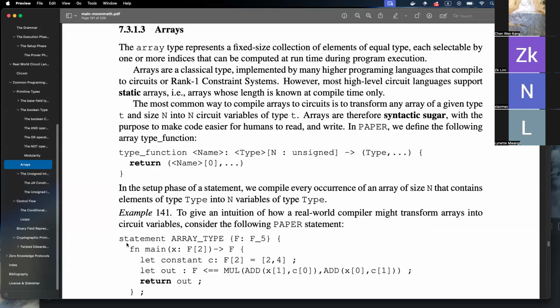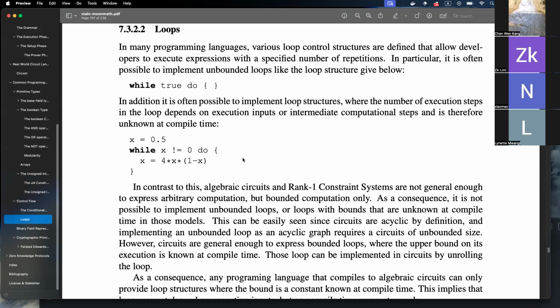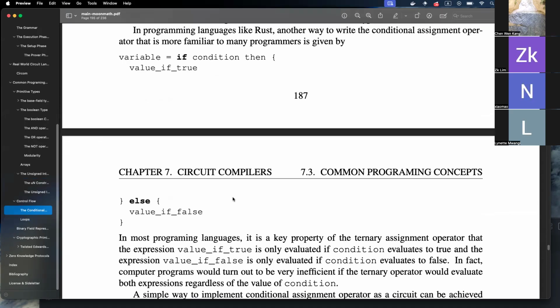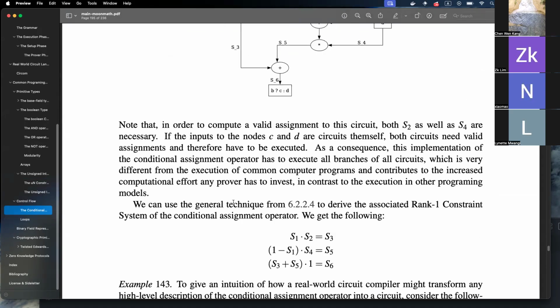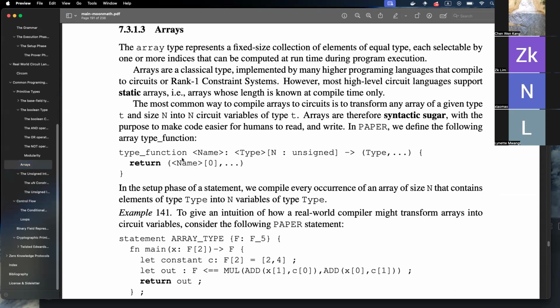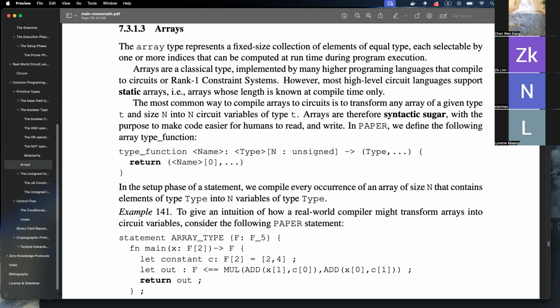Okay. Anyway, so arrays and control flow. In control flow, loops especially, even conditional here. In a circuit language, your program needs to be deterministic. That's why we can have arrays as long as you define the length of the array at compile time, essentially.